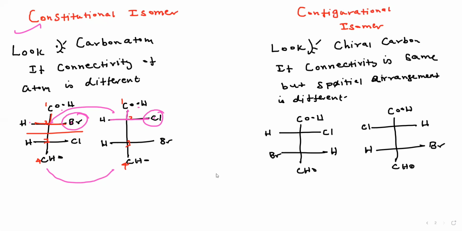Now see. Now do the numbering. What is numbering one? This is 1. This is 2. This is 3. This is 4. Right. Similarly, this is 1. This is 2. This is 3 and 4. In the molecule, 2 and 3 are chiral carbons.